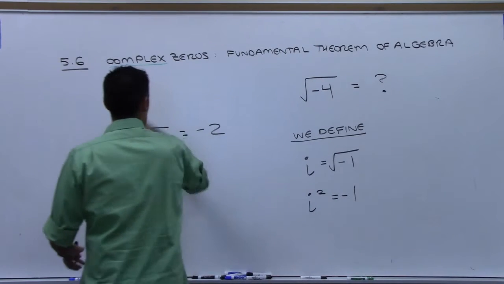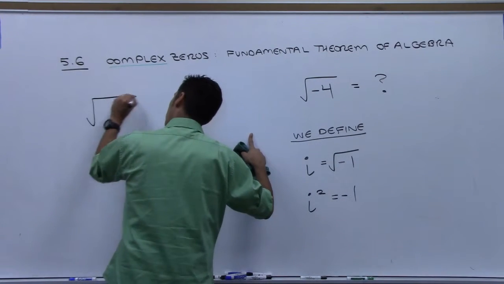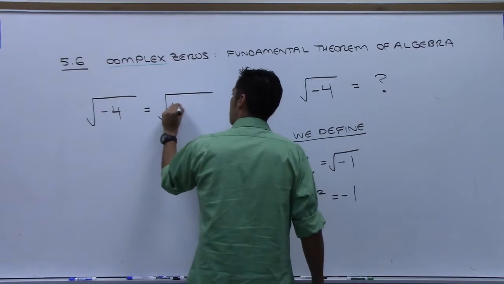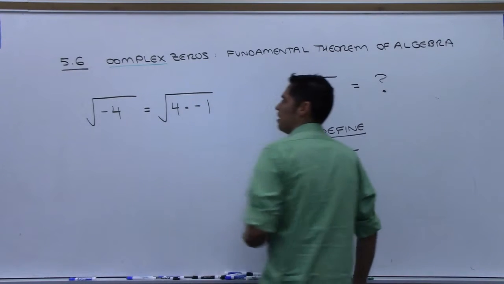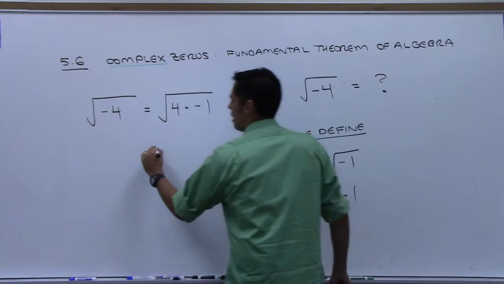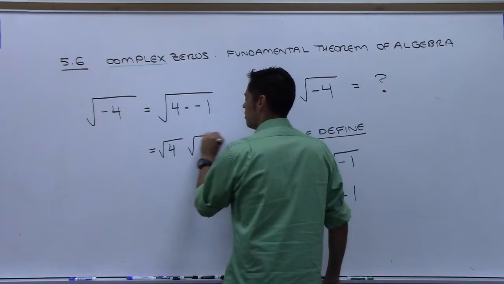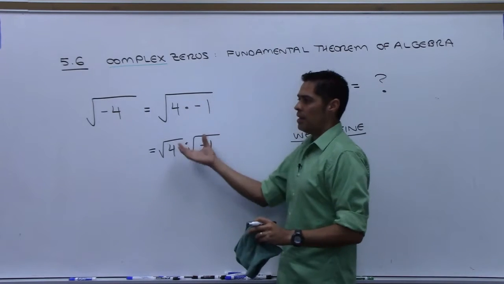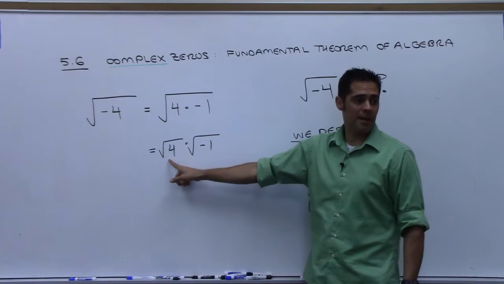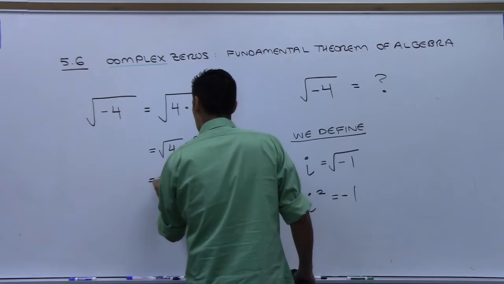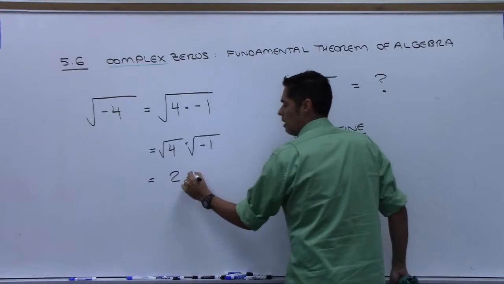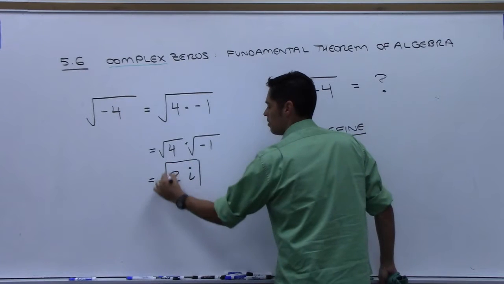Now, if I go back to the square root of negative 4, what I can do is break that up into 4 times negative 1, which is the same as negative 4. Then I can break this into 2 roots, because you're allowed to split a root apart if there's multiplication inside. The square root of 4 by itself is 2, and the square root of negative 1 is i. So the answer is 2i.